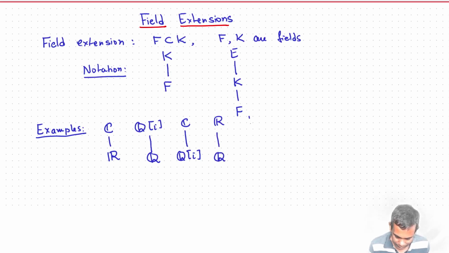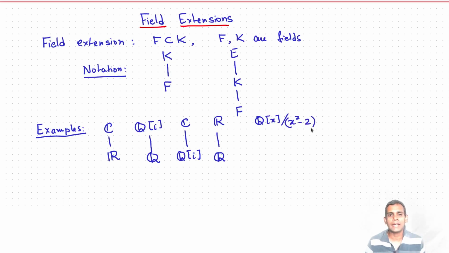And here's another interesting example. You just take Q[x] mod x squared minus 2. Now x squared minus 2 is actually an irreducible polynomial in the ring Q[x], and so Q[x] mod x squared minus 2 turns out to be a field, and this is an extension of Q.